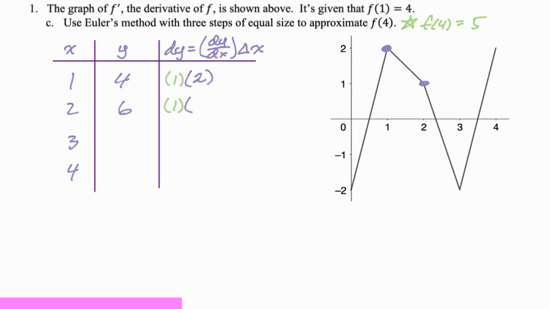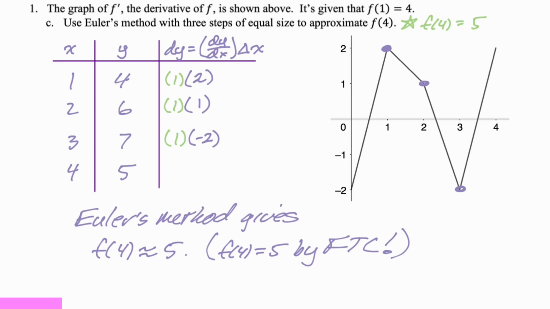At 2, the slope is 1, because that's a graph of f prime again. 6 plus 1 is 7. And we'll do delta x. We need the slope at 3, which is negative 2. And then 7 minus 2 is 5. So here's the thing. We don't know, I mean, we do in this case, but in general, you don't know that Euler's method has given you the exact answer. So we say, Euler's method gives f of 4 is approximately 5. It turns out that f of 4 is 5, but in most problems, there's no way for you to really know that. It's a coincidence. But it's always a possibility.